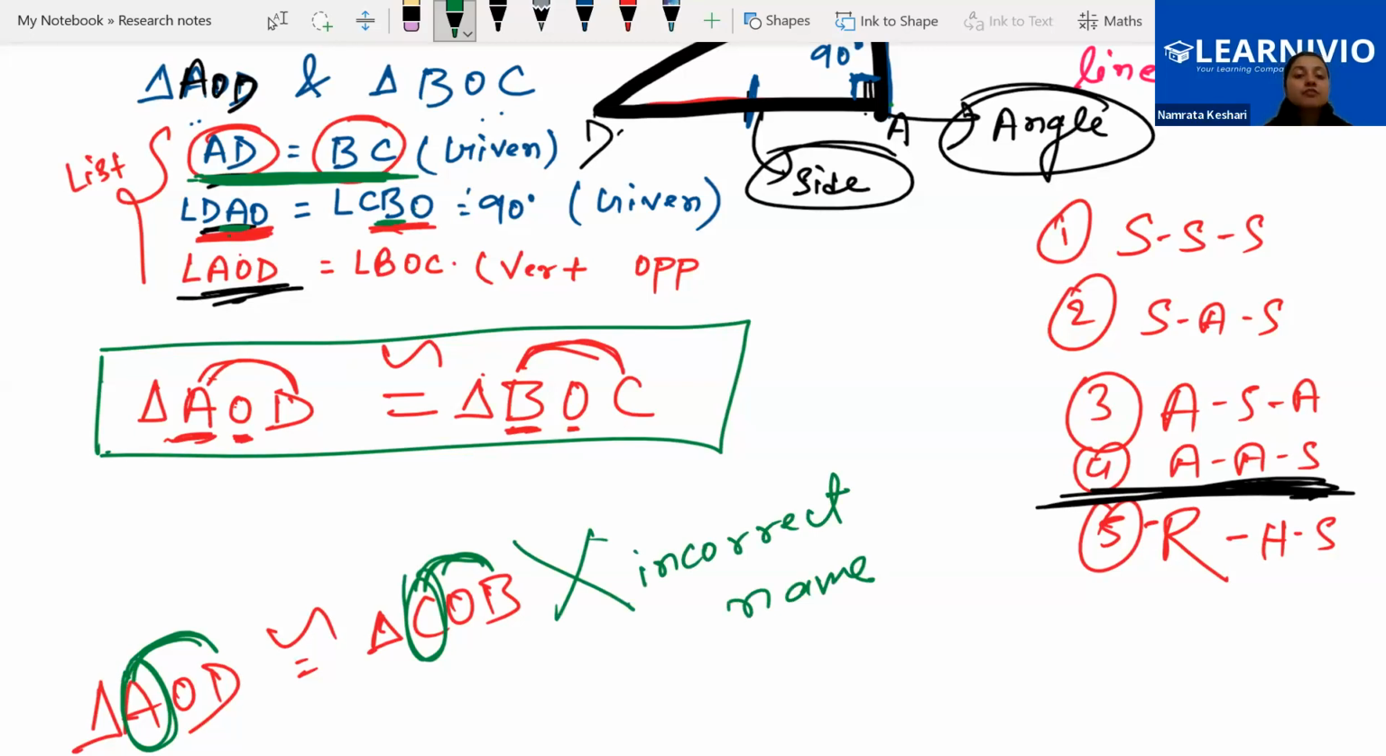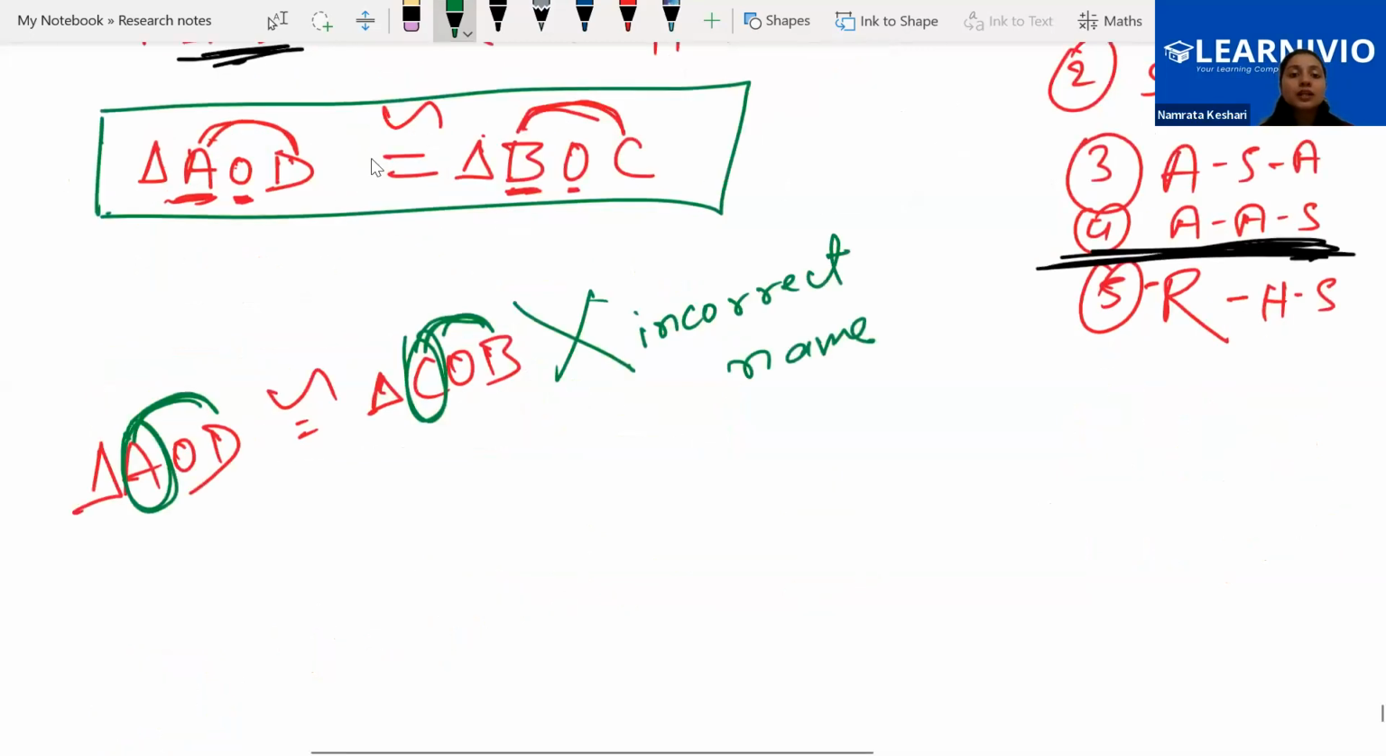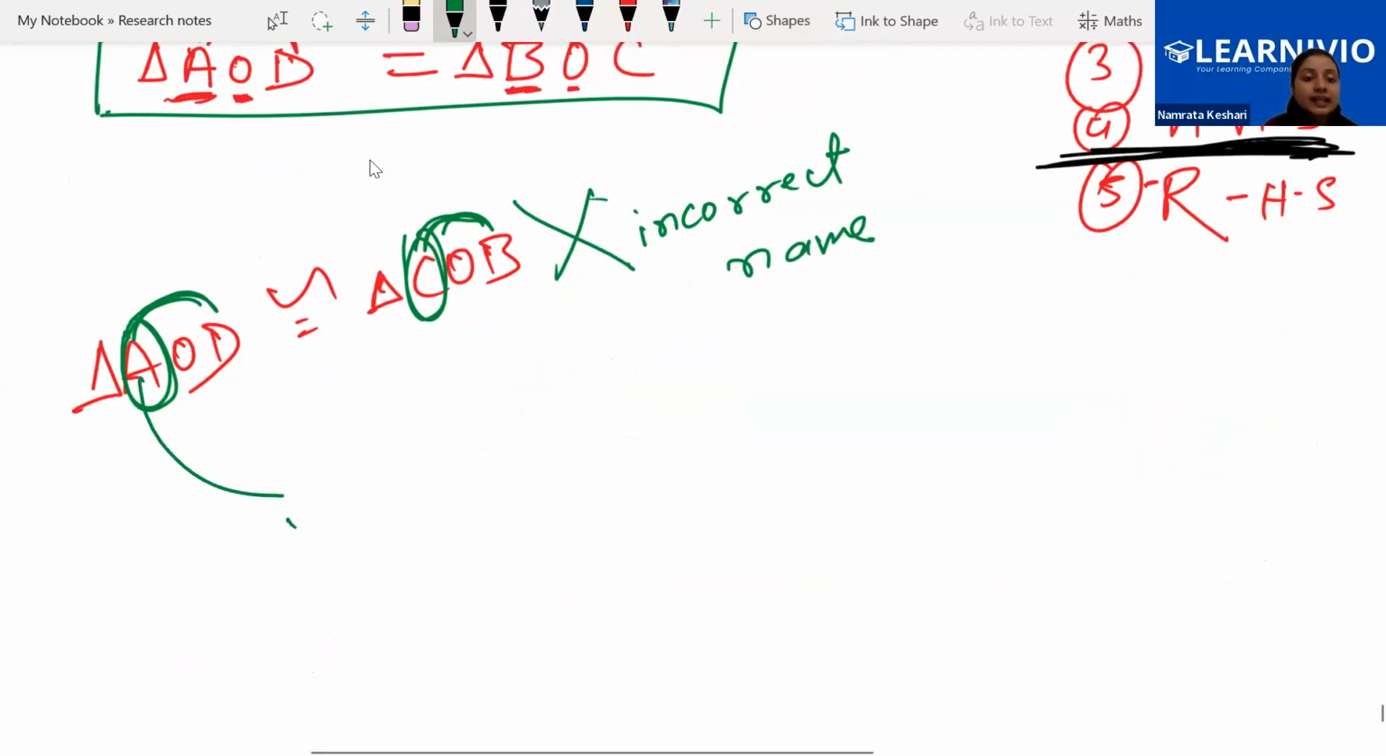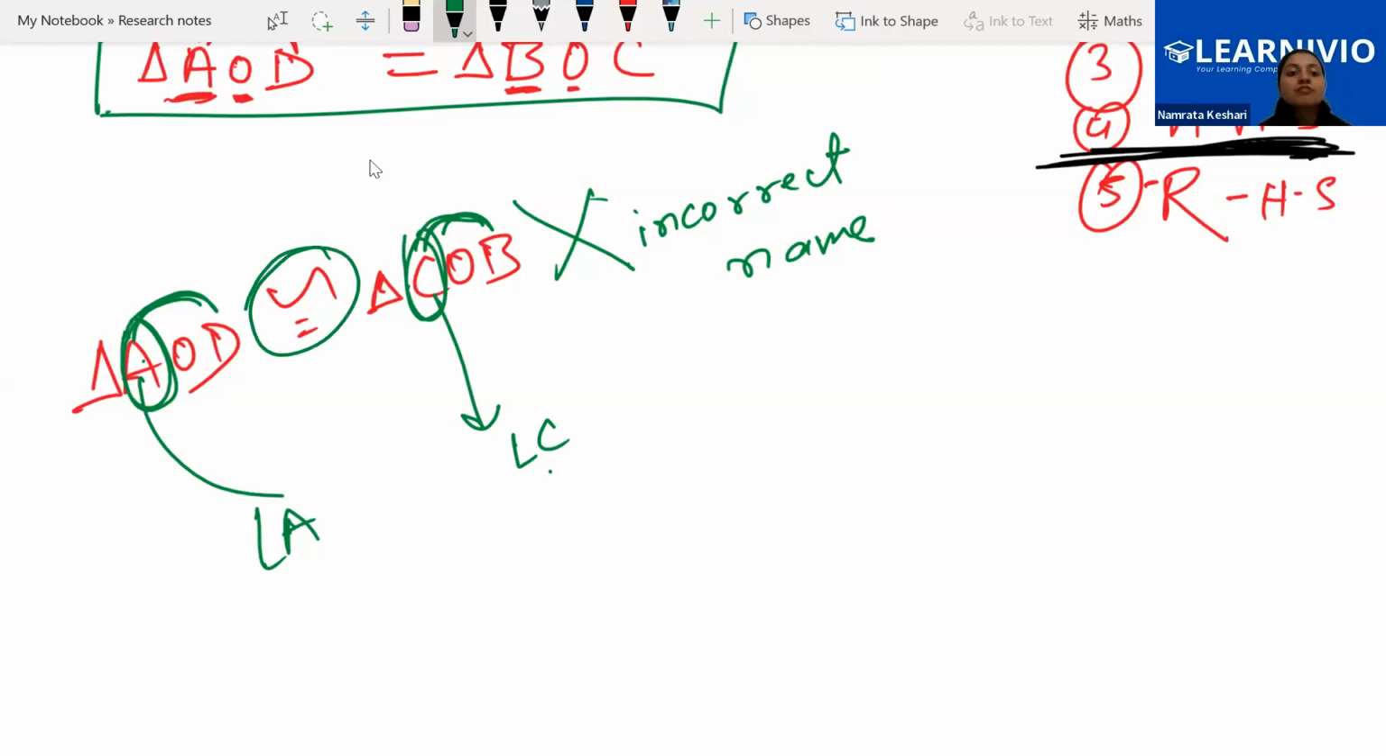And in this name, if you make the list of corresponding angles, you will say that angle A from here is equal to angle C from there. Because the first angle from here must be equal to the first angle from there. That is the meaning of congruency. Each and every alphabet, the first alphabet from here and the first alphabet from there, whichever two angles they represent, must be the same. We have to write names like this, and this name is incorrect. Am I making sense to all of you? Yes, ma'am.